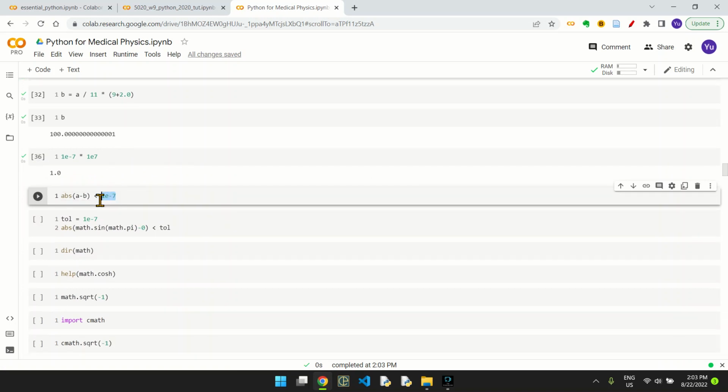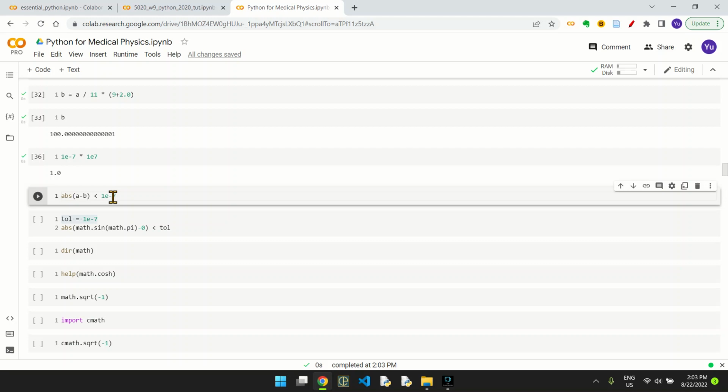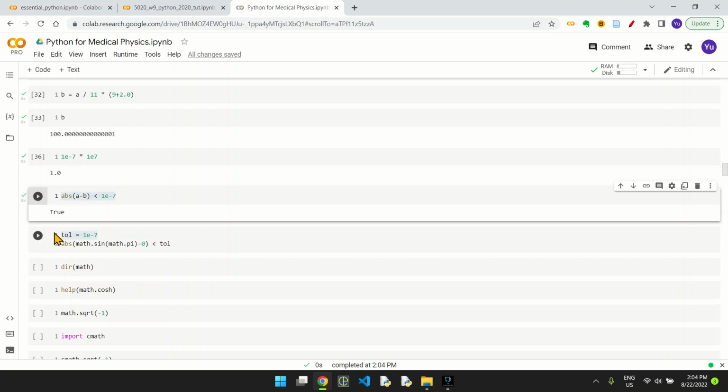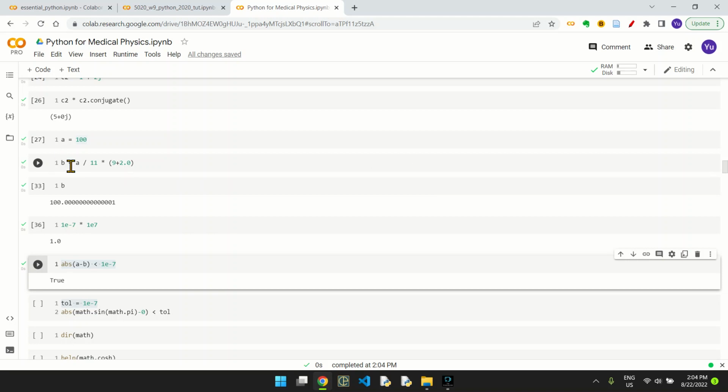Anyway, we define a tolerance. You can set this as the tolerance because what we're trying to find out is whether the difference between this a and b is within the tolerance. If it's within the tolerance, we will treat them as equal. Otherwise, we'll treat them as different. So this is how we should compare floating point numbers. So when we do that, it's true, so you can treat a and b as the same value.